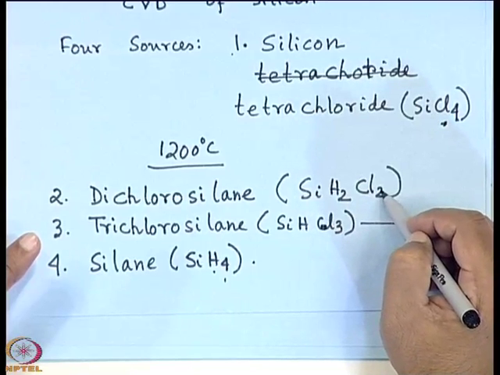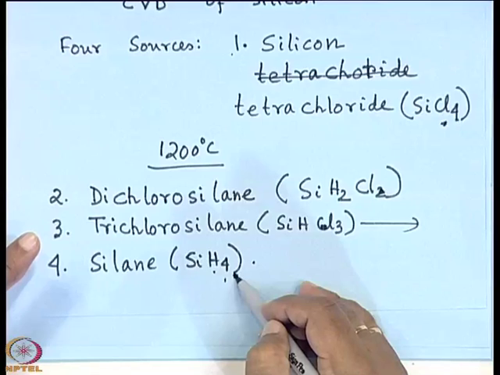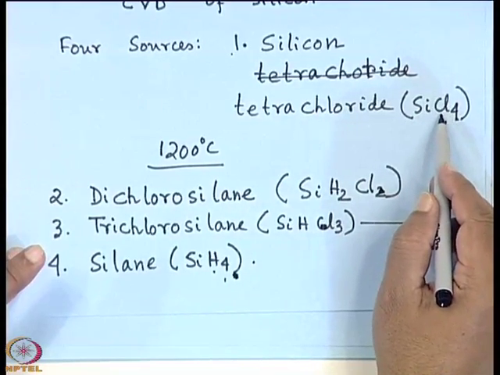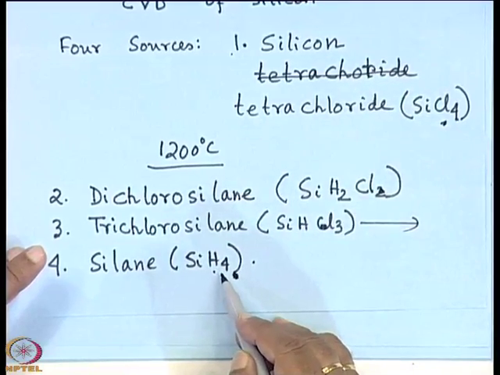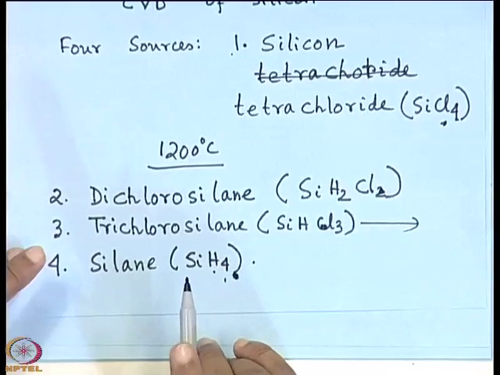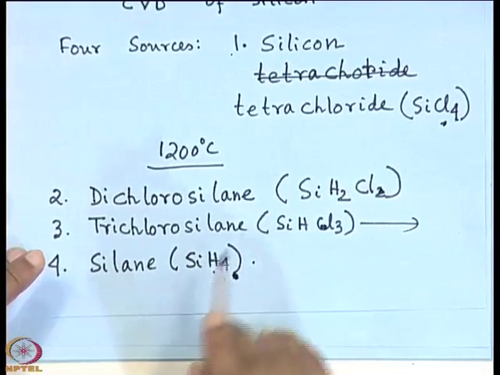Similarly, here 1100 degree centigrade. In this case 1000 degree centigrade, okay? Because you see that here all the 4 chlorine atoms have been substituted by hydrogen atoms. For every substitution there will be a reduction of 50 degree centigrade.